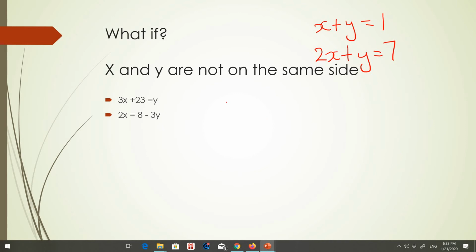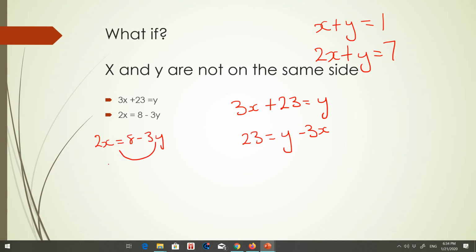It's quite simple. So here we have 3x plus 23 equals y. So what we can do, you can just bring them together first so that you don't get confused. Okay, you can say, okay, 23 equals y minus 3x. Okay, you can bring them together. And then here also we have 2x equals 8 minus 3y. What you can do, bring this over here. So we have 2x plus 3y equals 8.